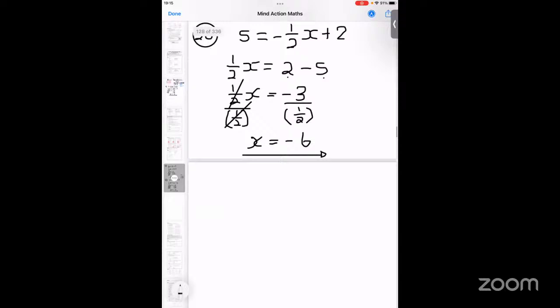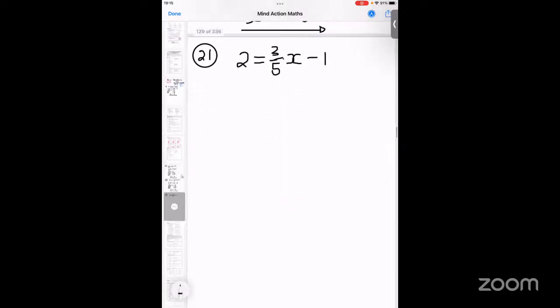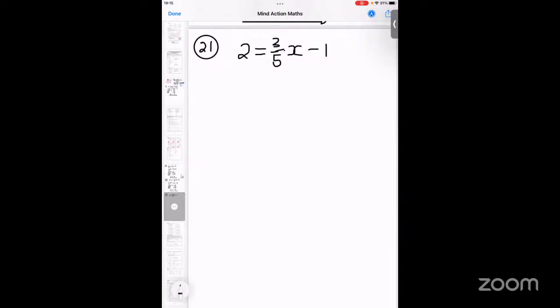Okay, I'm now going to move on to the next one. Which one is the next one? I think it's 21. It's another fraction. So let's go on to 21, where we have 2, which is equal to 3 over 5x minus 1. Okay, this is an equation. Why? It has an equal sign.